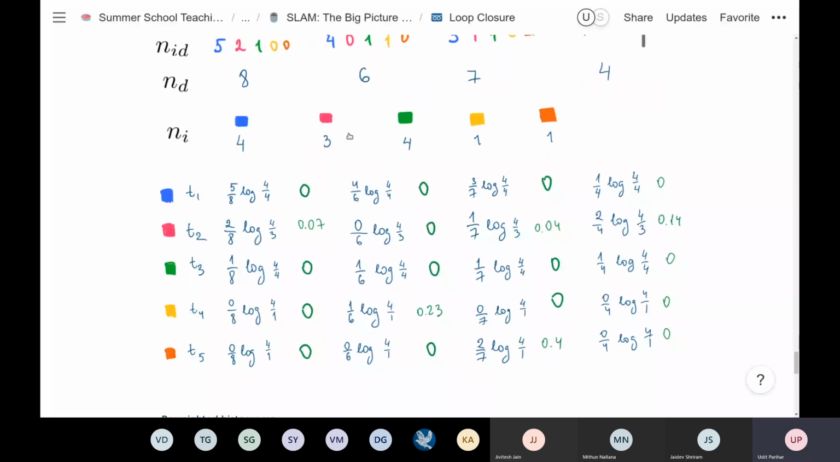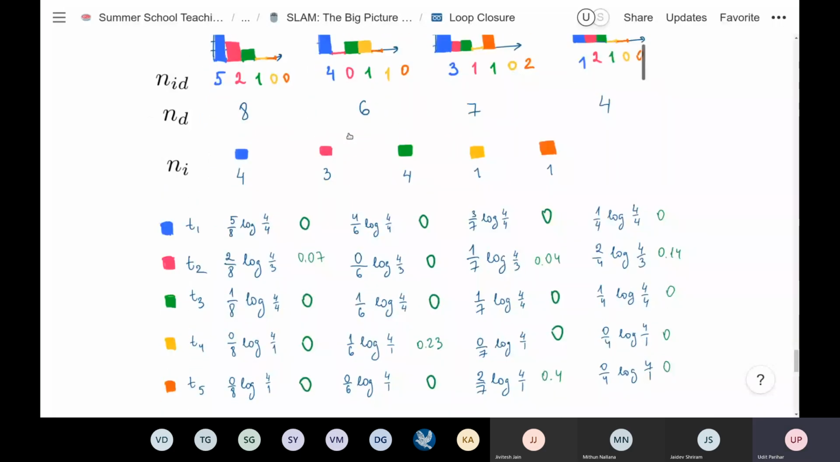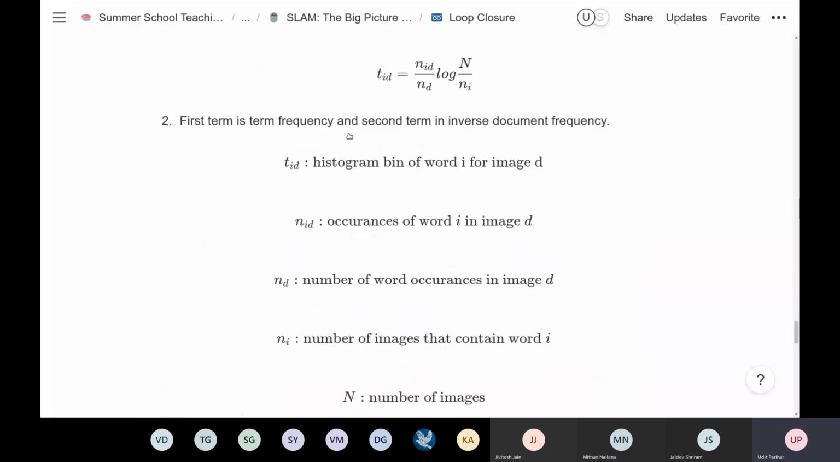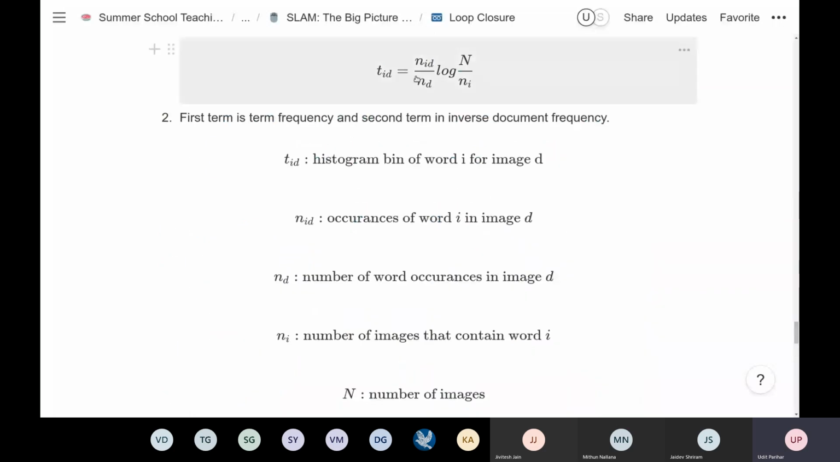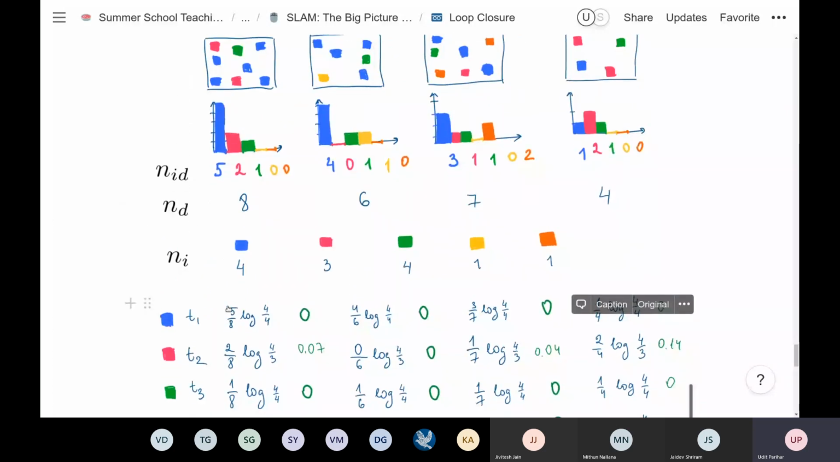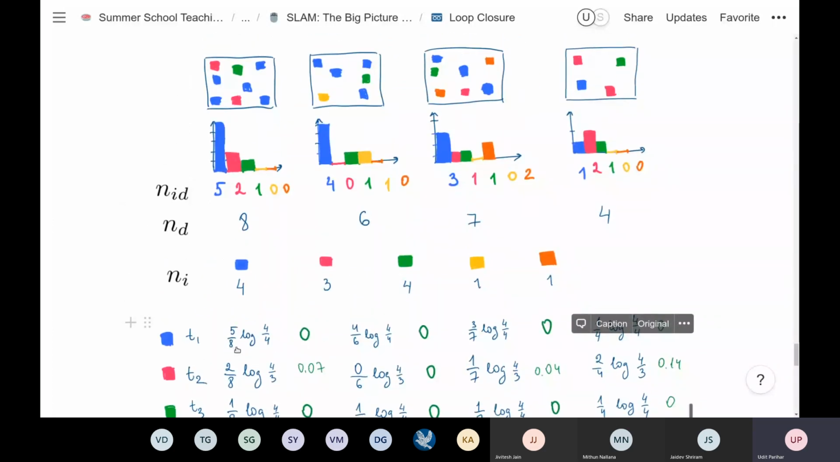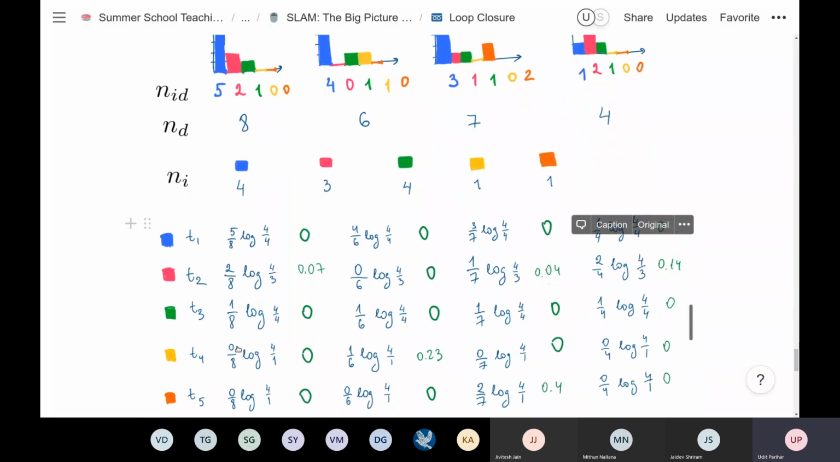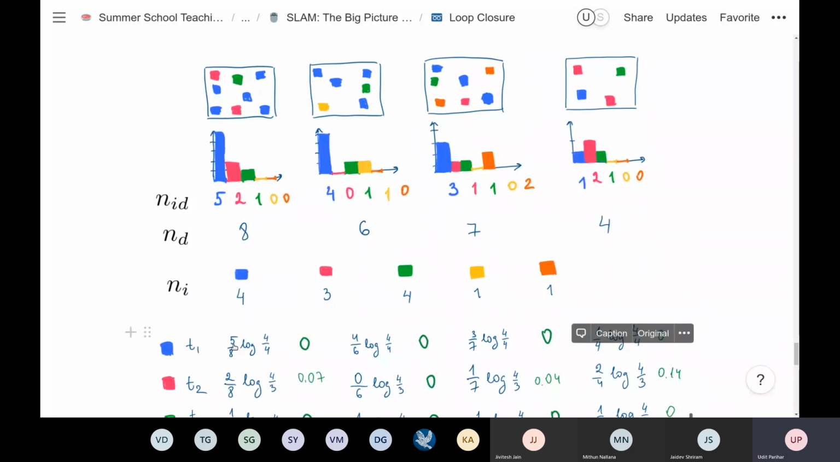And here are the TF-IDF values. Using our formula, we can calculate these values. Let's go through only the first example. The denominator contains the total number of words. The total number of words in the first image is 8, so the denominator is 8 in all of these. And then it says how many times this blue word occurs. It occurs 5 times.